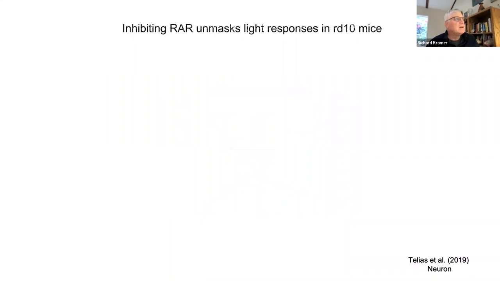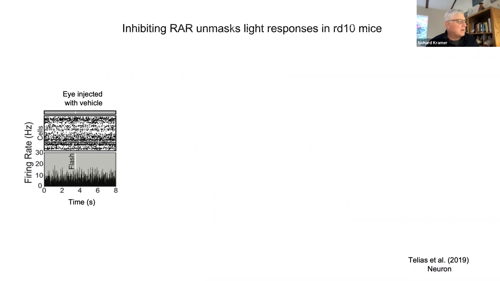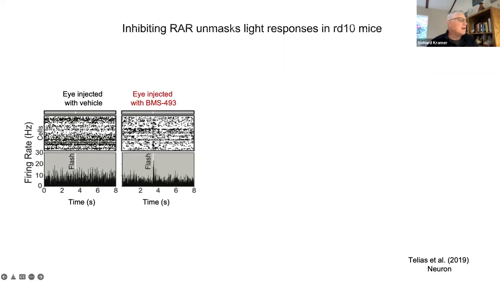And so we addressed this, we answered this question. We took these RD10 mice. Here's a mouse about, I think, 45 days of age or so, when degeneration is progressing, it's lost a lot of its vision. There's a very brief light flash here. You can see in the recording, I can't really make out any particular response to light. That's the eye that was injected with vehicle. And here's the eye that was injected with BMS-493.